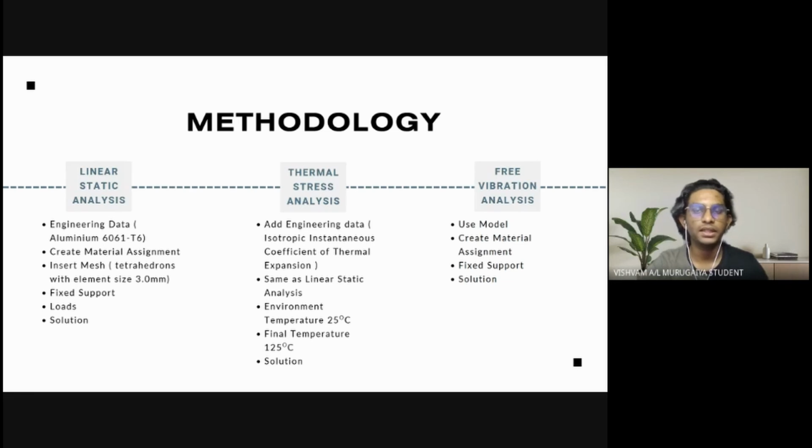After we get the results of thermal stress analysis, we move to free vibration analysis. For free vibration analysis, we use the modal tool in ANSYS software. After we create material assignment and fixed support, we directly move to solution by right clicking the solution and clicking solve. There are 6 types of total deformation in the results, so we record all the results. Let's move to results.